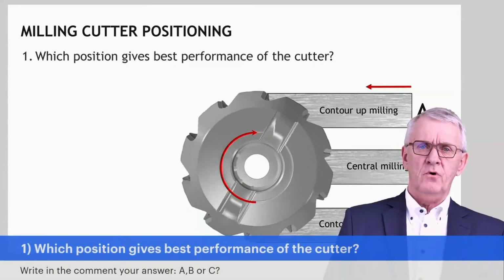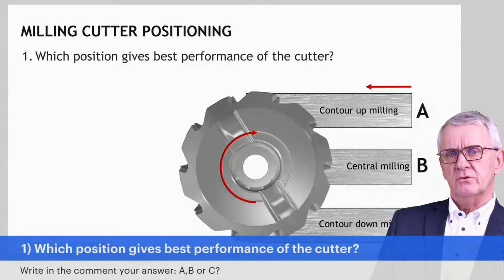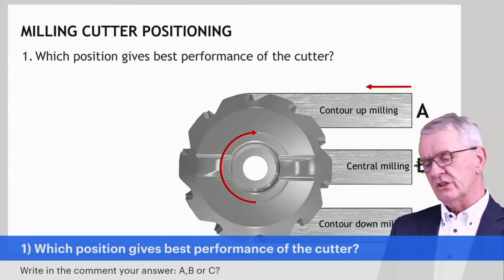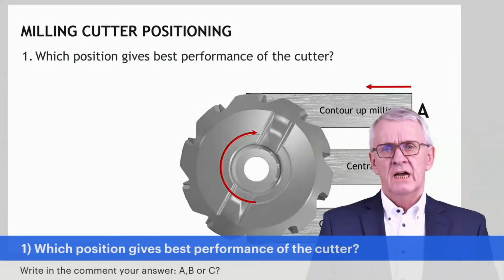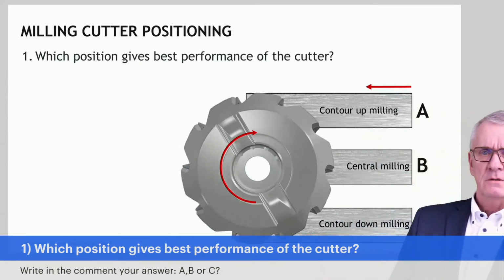When we look at the performance of the milling cutter, first question: if you look at the performance of the milling cutter in general, does it cut without vibrations? Is the surface roughness okay? All that type of things. What do you prefer, A, B, or C?